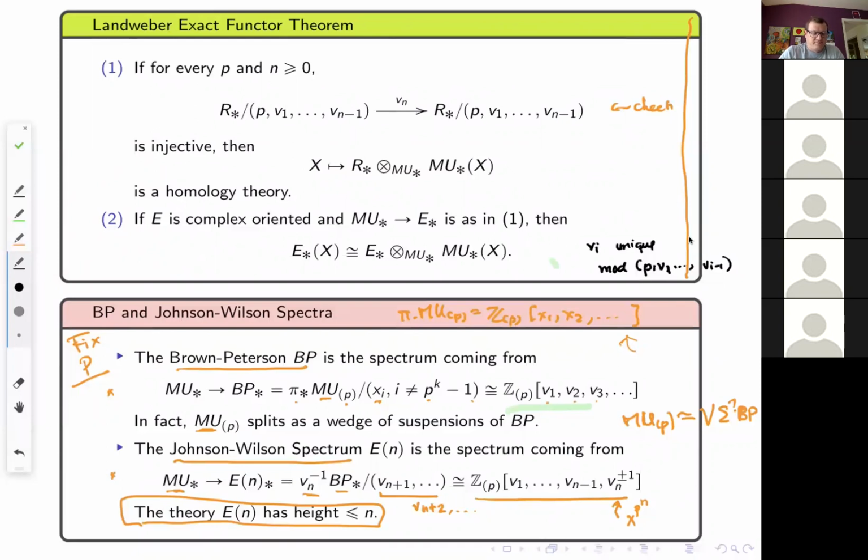Like, look. So maybe something that you would come up with is like Vn minus 1 BP, where you sort of isolate the height n part. Height less than the n part. This has the same Gauss-Field class, but it's much bigger. You've just kind of stripped away all the things you didn't need. Okay. But I don't know. You're going to have to ask Johnson-Wilson. All right. Thanks.